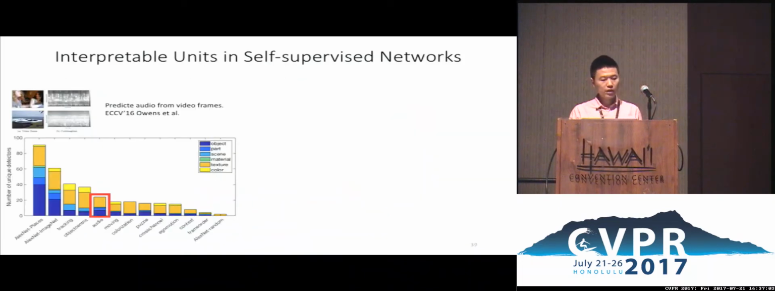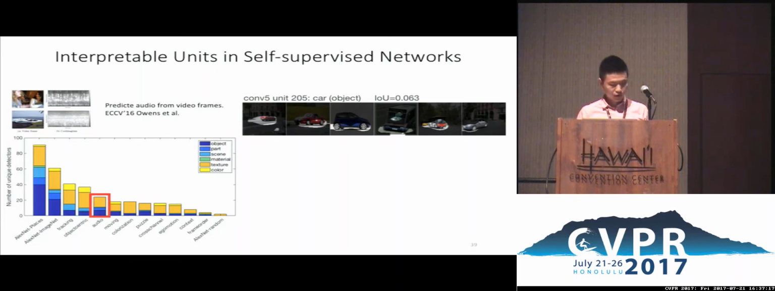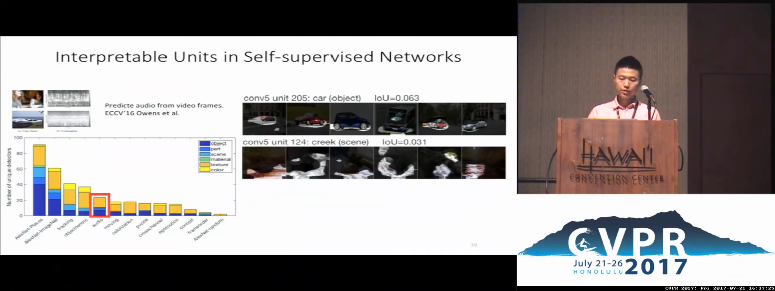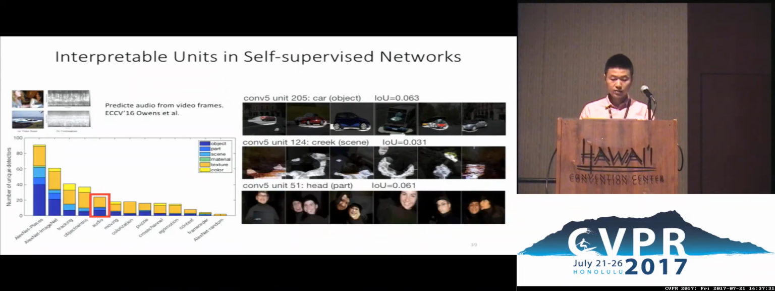Here we show some sample networks from self-supervision. Here is the network trained to predict audio from the video frames. You can see there are a lot of texture detectors, but still there are some object detectors. Here is an object detector, and the interpretation is a car. Another object detector in this network is a creek. You can see those object detectors are concepts that can generate some sounds. So those concepts can help the network solve the association of the audio and the video.